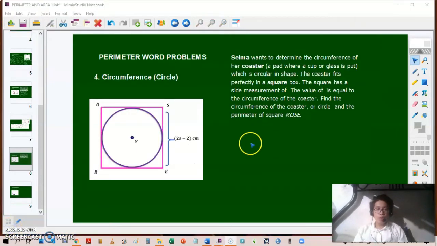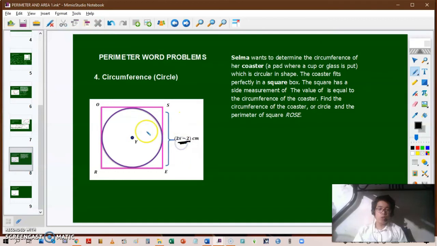Okay, so for our fourth problem, we want to find the circumference of a circle that's been inscribed in a square. So to solve this, we have here the measurement of the side of the square, that's 2s minus 2 centimeters, and we have here a clue. Our clue is that the value of s is half the measurement of 2s minus 2, and that's also the case here since these points touch, so they're tangent. Therefore this side must be half of 2s minus 2, and that's the radius.